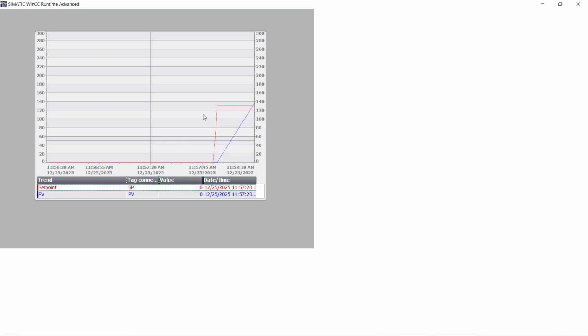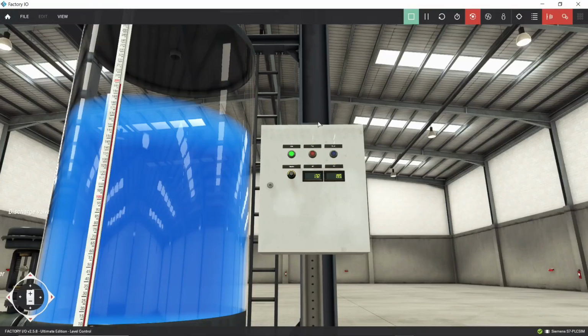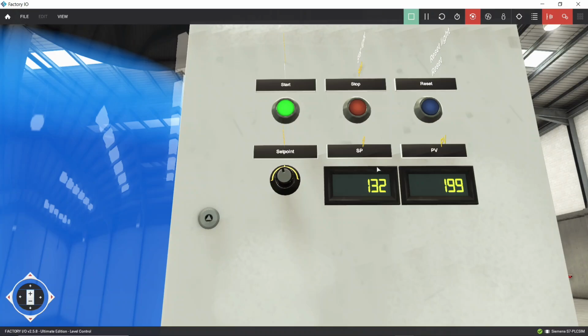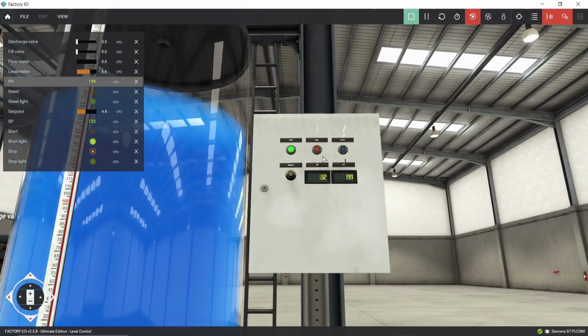And let's see the curve. There you can see the red mark showing the set point and the blue mark showing the process value. As you can see, our process value becomes much larger than our set point, which means our water level goes above our set point. There you go, you can see that our set point is 132, but our process value is 199. That means we need to discharge the water.